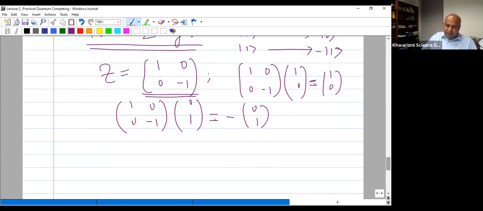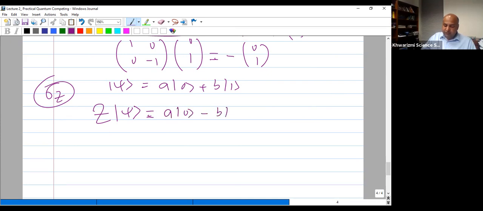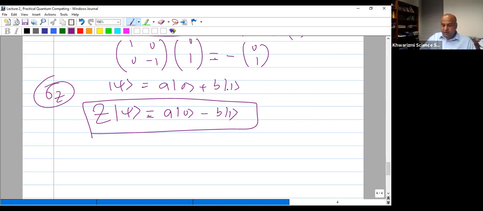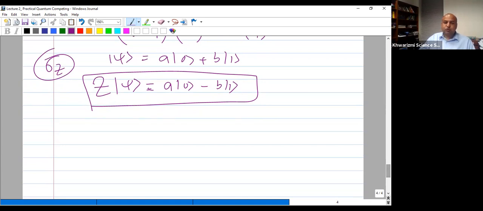So it means if we have a general state psi, A0 plus B1, when we apply the Z gate, and some people, by the way, write it as sigma Z, but we will simply be writing it Z, when this Z applies to psi, this state becomes A0 minus B1. So this one ket gets a minus next to it. So let's try to see what it does to a general state.